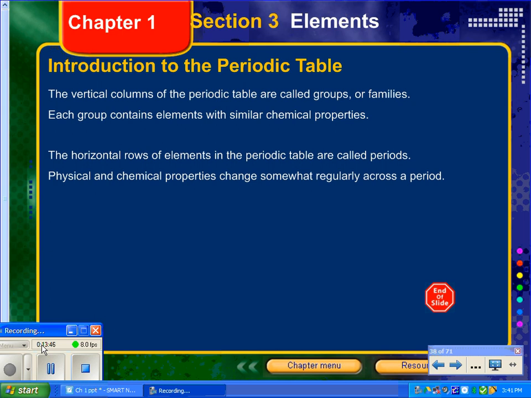Horizontal rows on the periodic table are called periods. And we will notice changes across periods on the periodic table. We'll get into this in a later chapter.